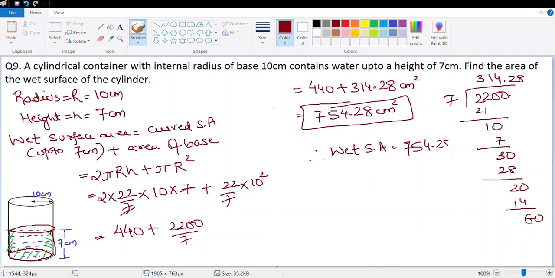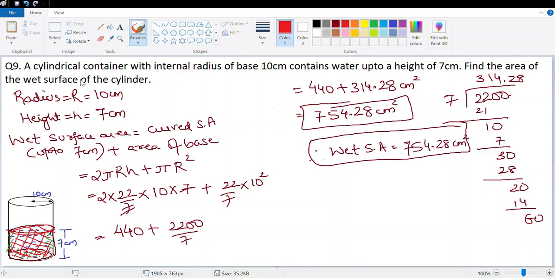754.28 centimeter square. Key in this question is to understand that you can look at the part in which the water has been filled to be considered as a mini or a small cylinder inside the big cylinder, and all we wanted to do was calculate the lateral surface area or the curved surface area of this mini cylinder and the area of the base of this cylinder. Right. Let's look at the next question.